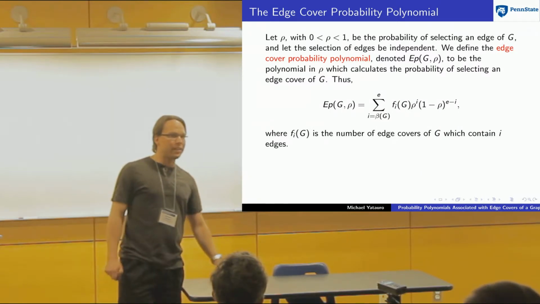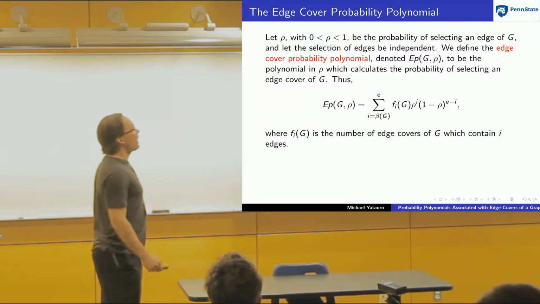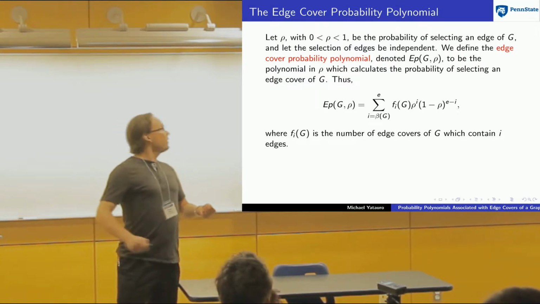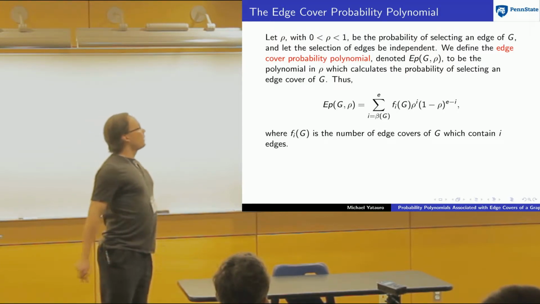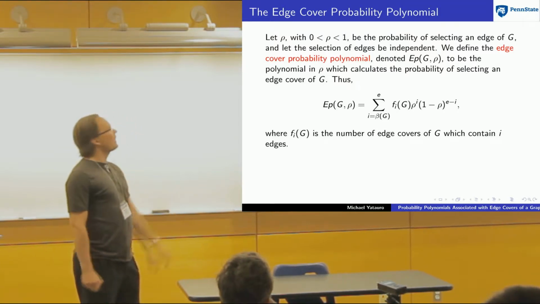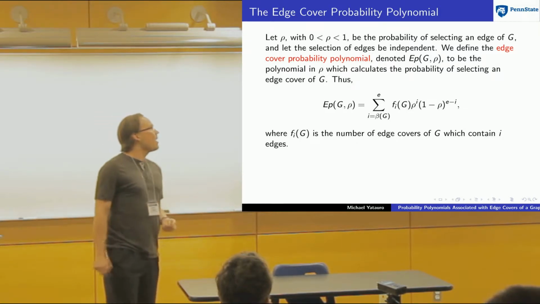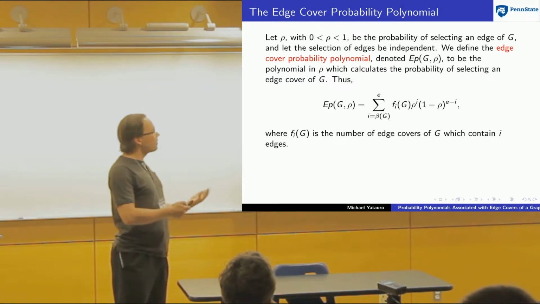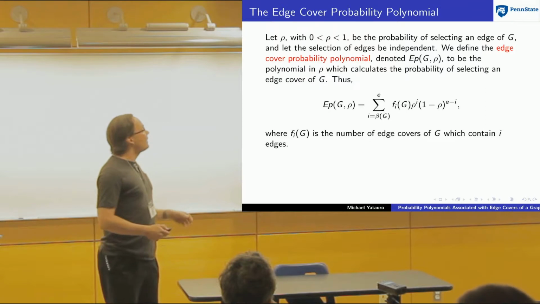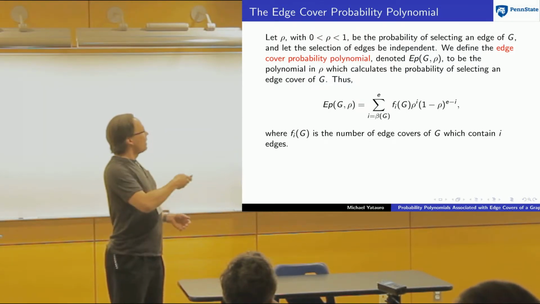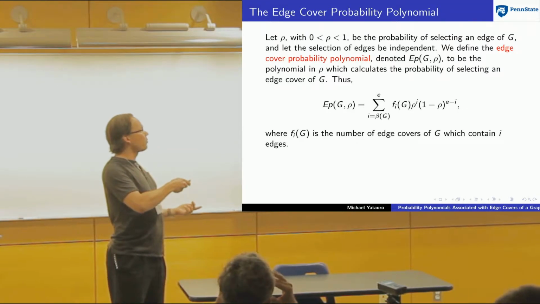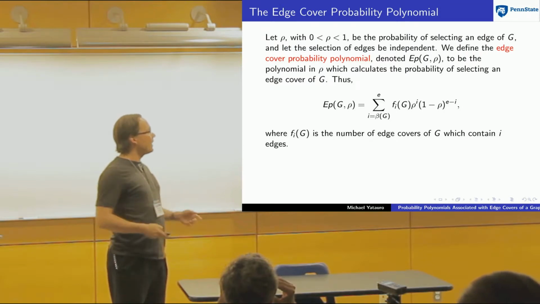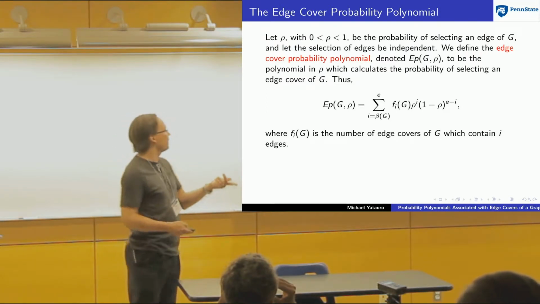And so I'm just taking actually a modification of that idea and assigning a probability to selecting an edge cover. So this is the edge cover probability polynomial. So we fix a uniform probability of selecting an edge between 0 and 1, and then if we add up the probabilities of selecting all of the edge covers, we get this polynomial in rho. And we see here the coefficient. This is counting up the number of edge covers with I edges, and then rho to the I means we took I edges, and (1 minus rho) to the E minus I means we didn't take E minus I edges.